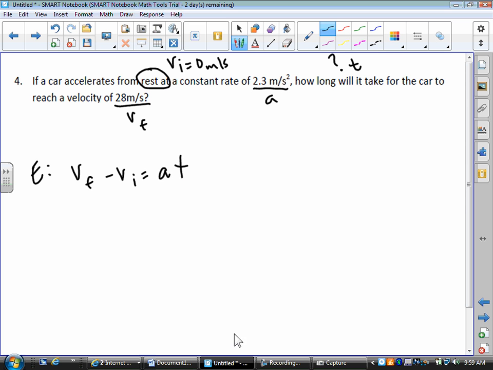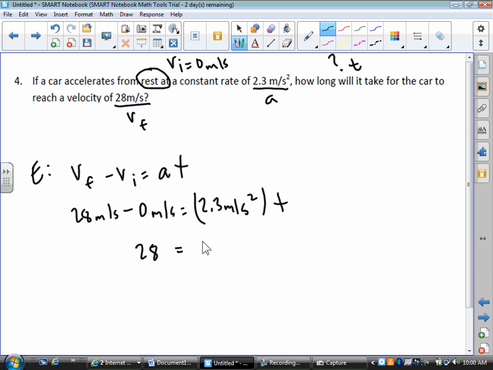Acceleration times time, right? We can plug this stuff in, and our final velocity would be 28 meters per second. Yes, 28 meters per second, and we're going to subtract the initial velocity of 0. And that equals our acceleration of 2.3 meters per second squared times the time. So I'll put that in parentheses. You can see that it's multiplying. Okay, so when I simplify this, 28 minus 0 is 28, right? And then 2.3 times t will bring that down.